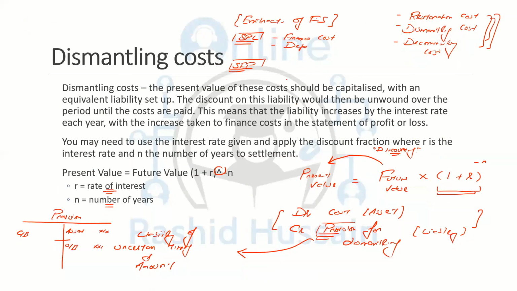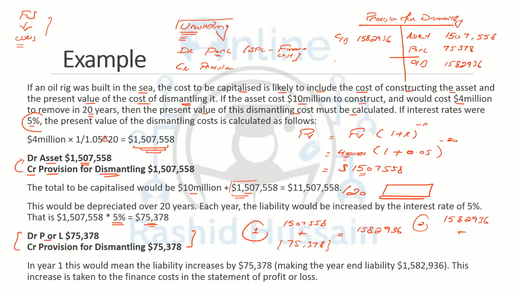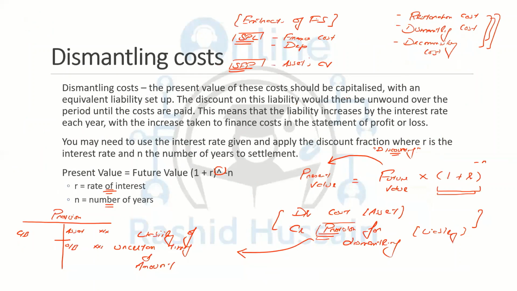When they talk about the statement of financial position, they're going to ask the asset's carrying amount, the carrying value. So we know that the carrying value is the cost minus its depreciation. So the carrying value is an easy thing. When they ask you the carrying value, you take the cost of the asset and deduct the depreciation for the year, then you get the carrying value.